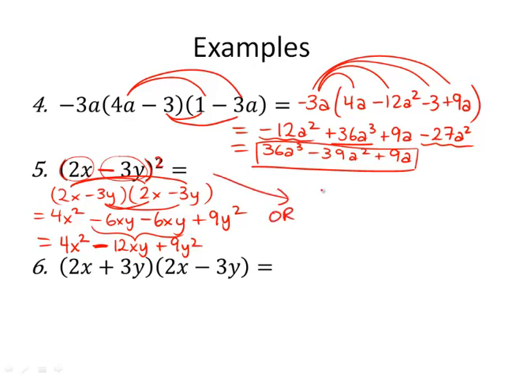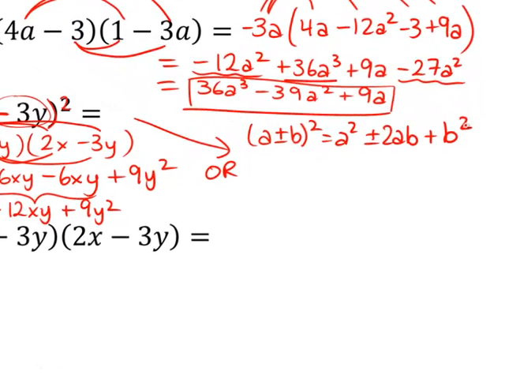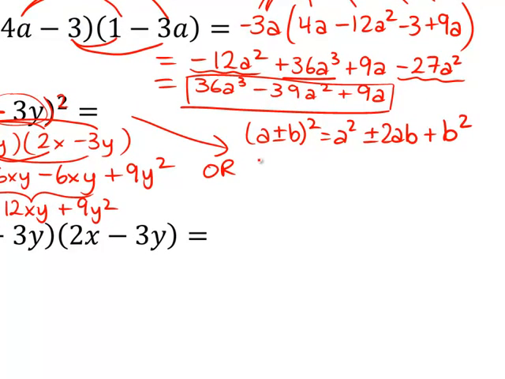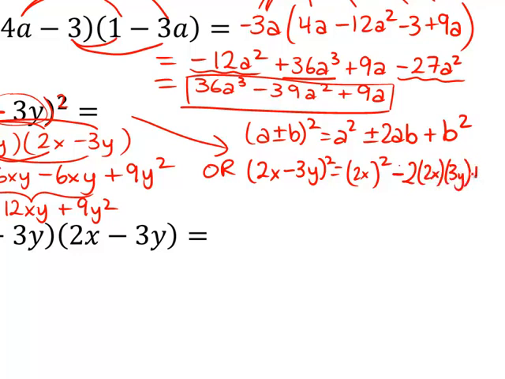Or you could have remembered that a plus or minus b squared is the first term squared plus or minus double the first times the last plus the last term squared, and followed the formula. So if you have 2x minus 3y squared, you would be getting the first term squared, 2x squared, plus or minus, in this case it's a minus, 2 times the first times the last, and plus the last term squared, which was 3y.